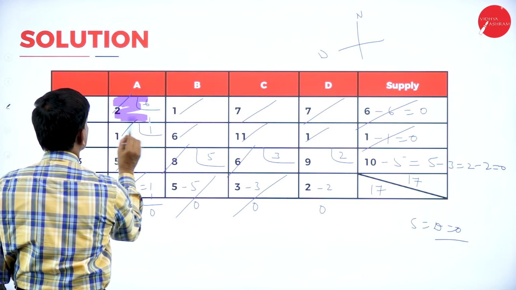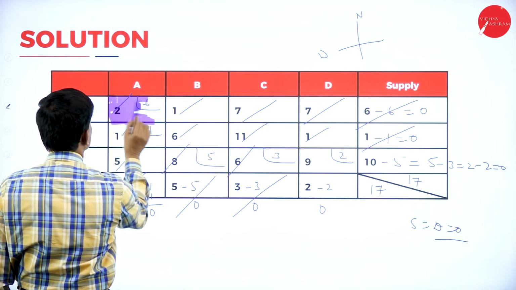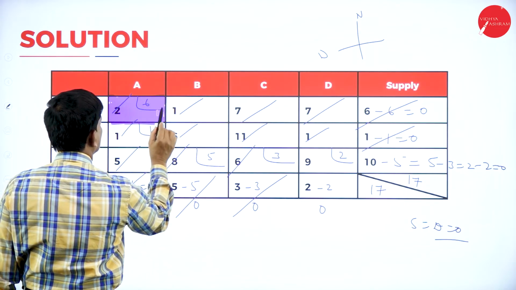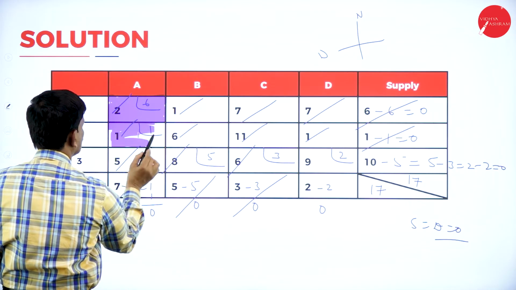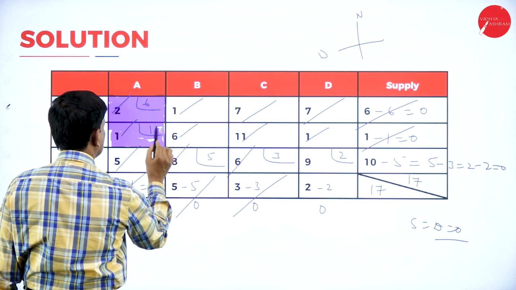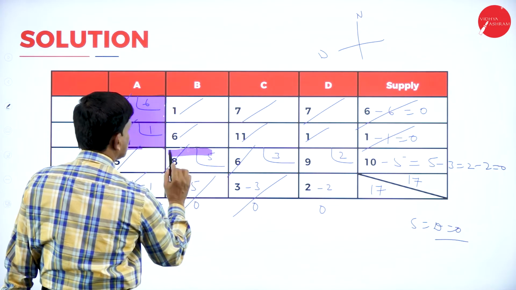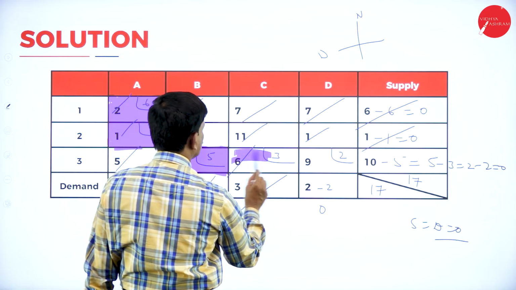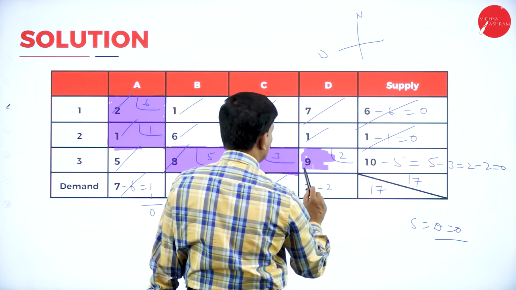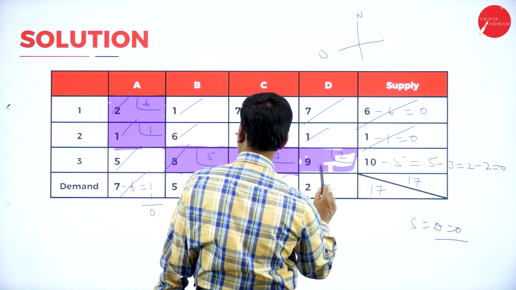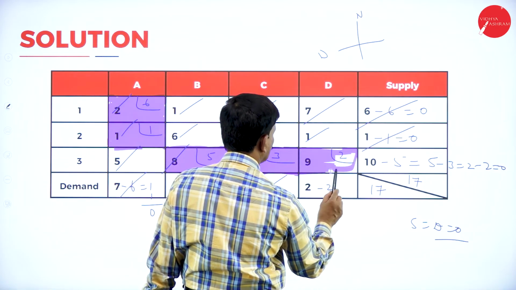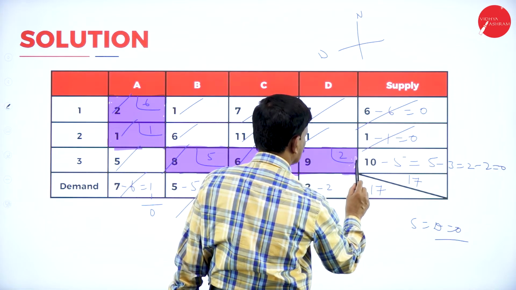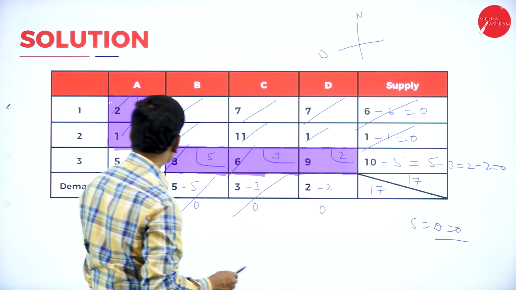So here, this is 2 into 6. Another point is 1 into 1. This is another point where we have allocated. Another point is 8 into 5. Here also we have allocated. Then next it is 6 into 3. Then 9 into 2. So only these are the points where we have done the allocation. So if you multiply all these and add, you will get the cost of the transportation. That's it.